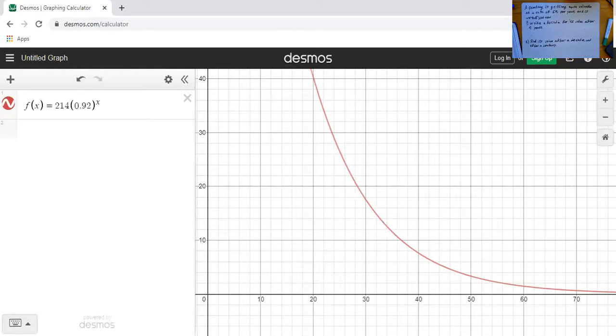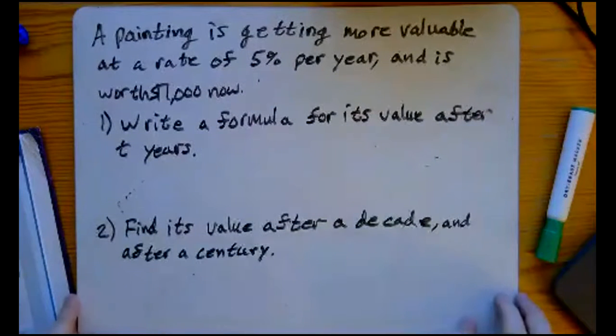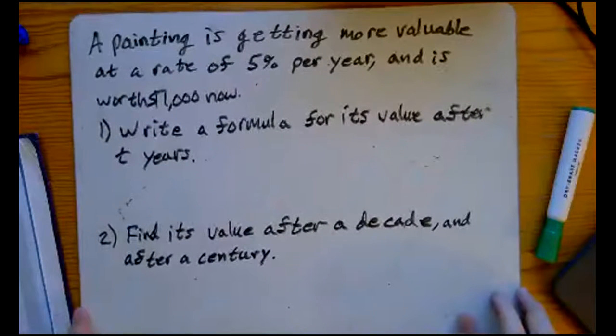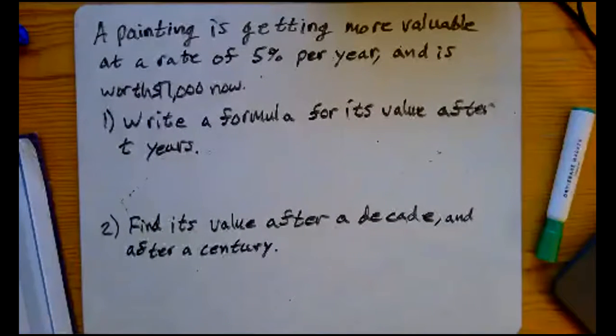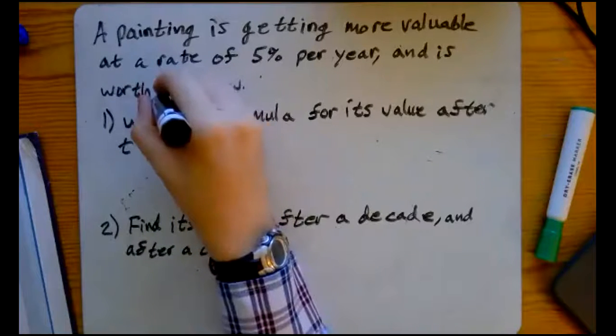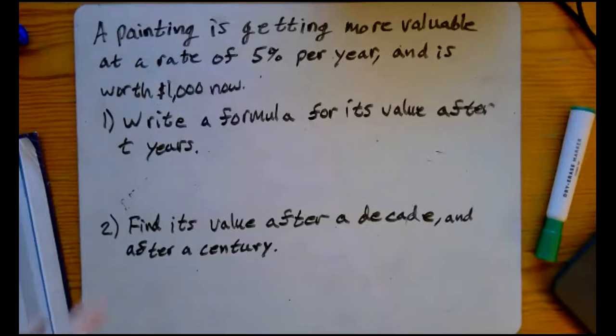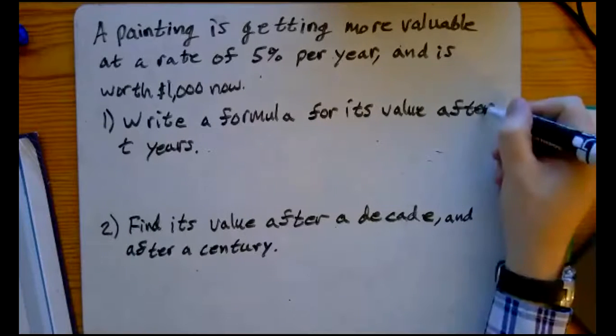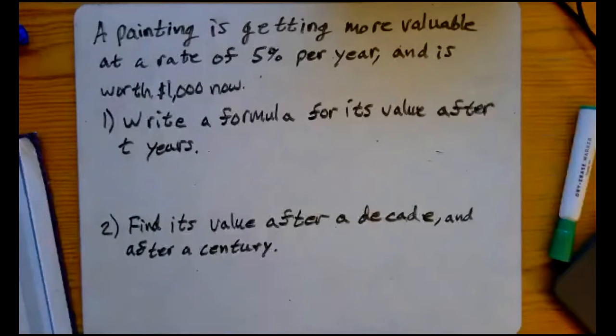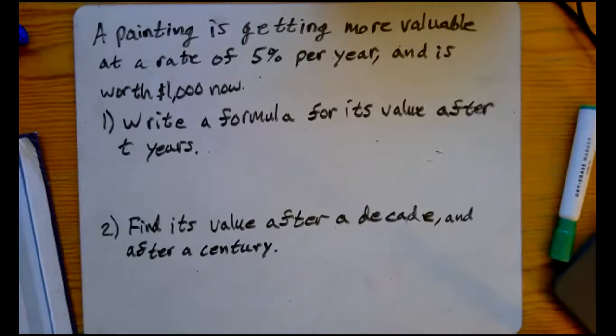So, let's say that we have a painting, and it is getting more valuable at a rate of 5% per year, and it is worth $1,000 now. I would like you to write a formula to find its value after t years. Then I would like you to find its value after a decade and after a century. Give it a try. Give you about 2 minutes.